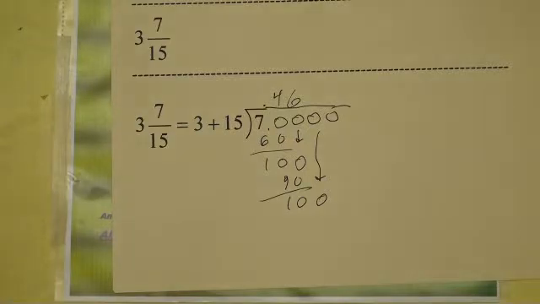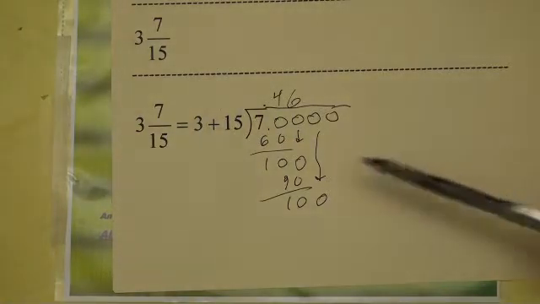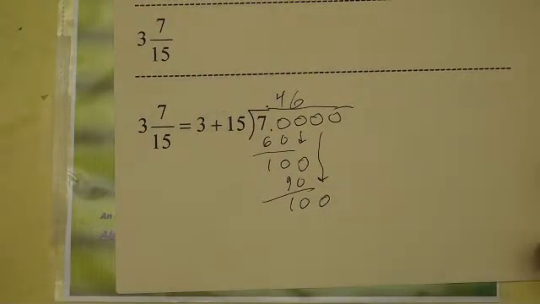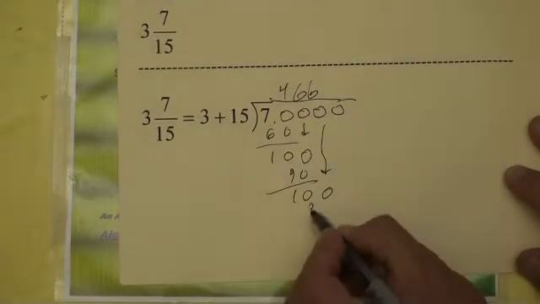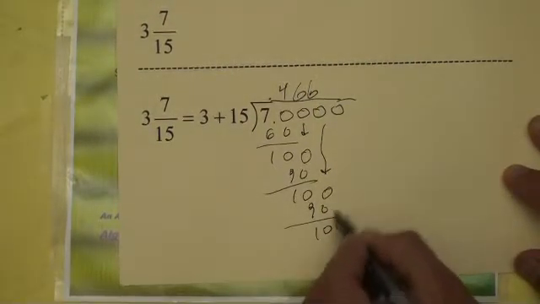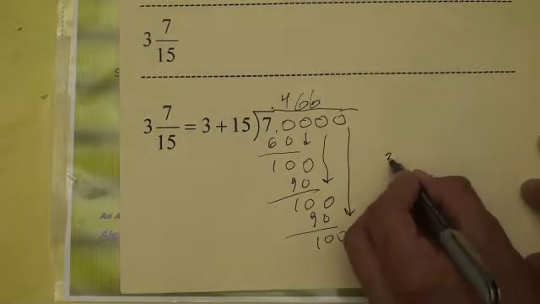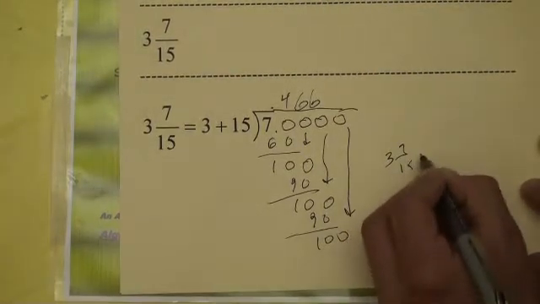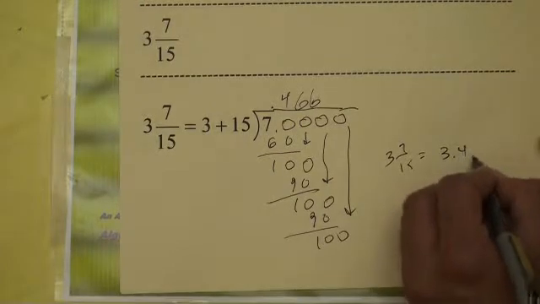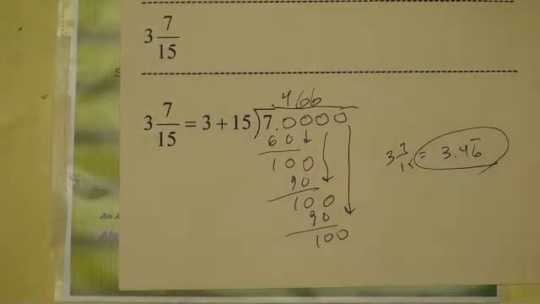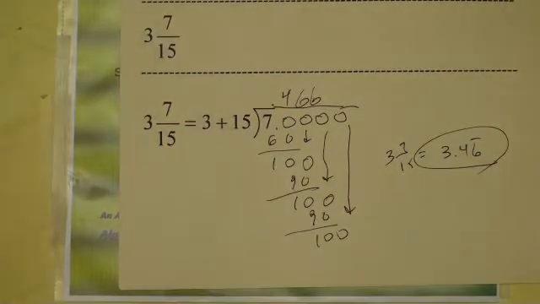And then look at this. We get another 100. It looks like we're just going to continue to get a bunch of 6s here, because we're going to keep getting 90s. We're going to keep getting 10s. So therefore, we can say that 3 and 7/15 equals 3.46 with the repeating symbol above the 6.